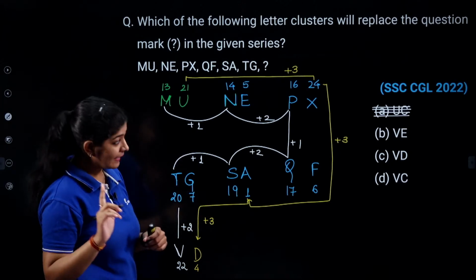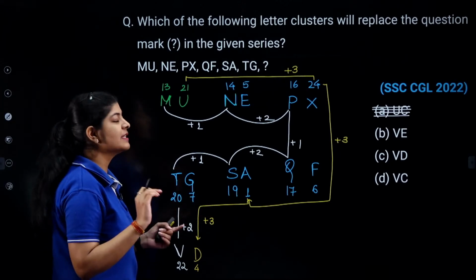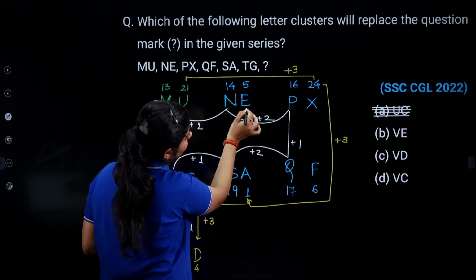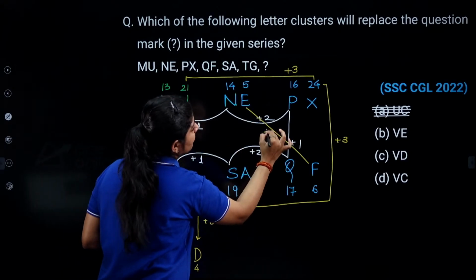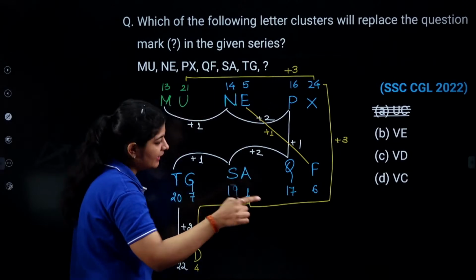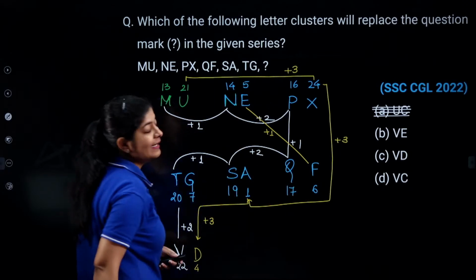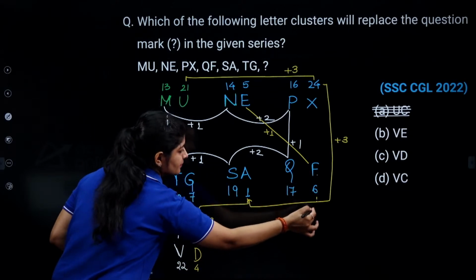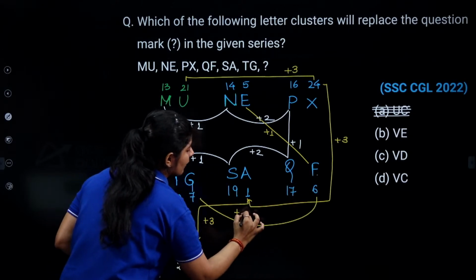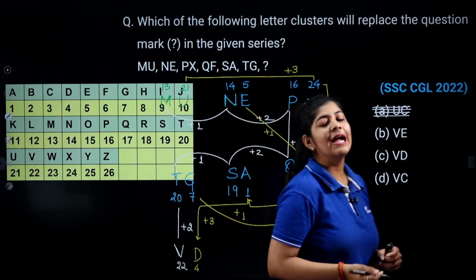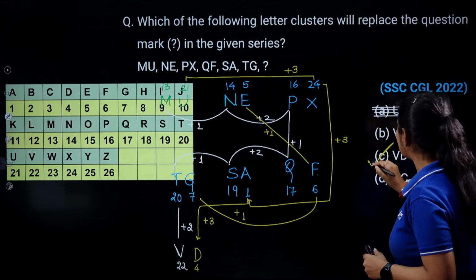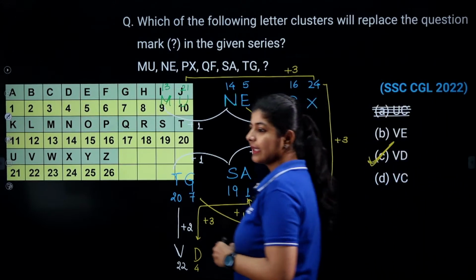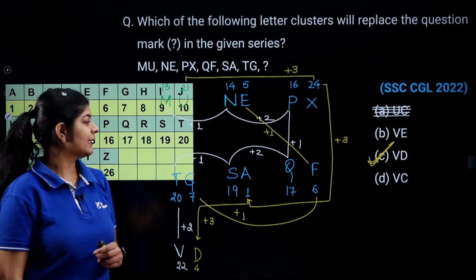But before marking the correct answer, we simply check whether we applied the correct pattern or not. 5 plus 1, alternate digits, right? 5 and 6, there's a gap of 1, and 6 and 7, there's a gap of 1. So we can easily say that the correct answer over here is option number C, that is VD.